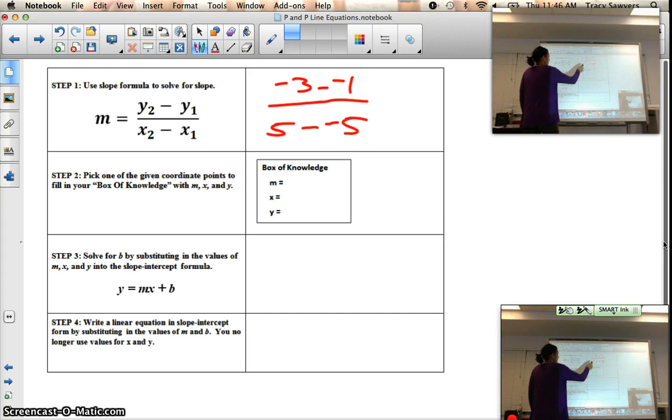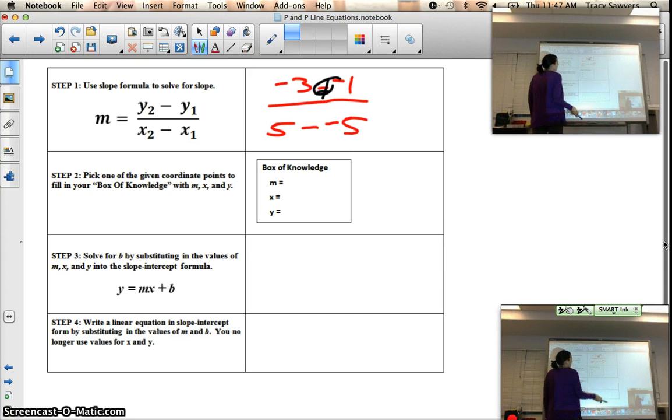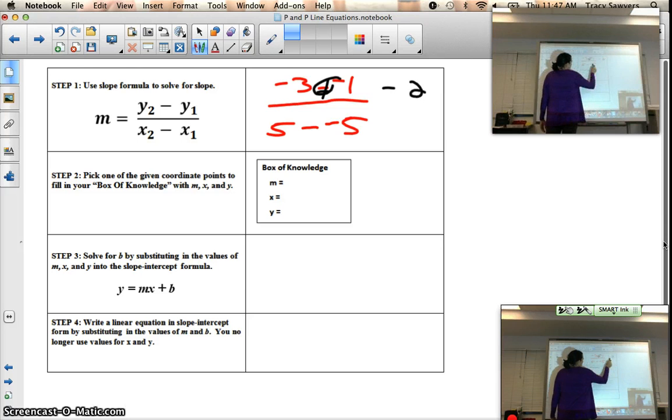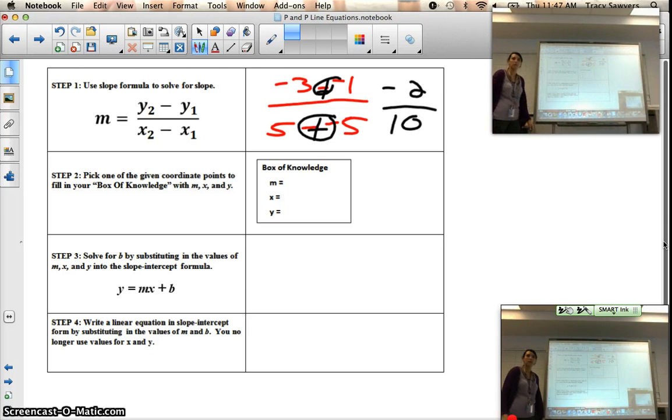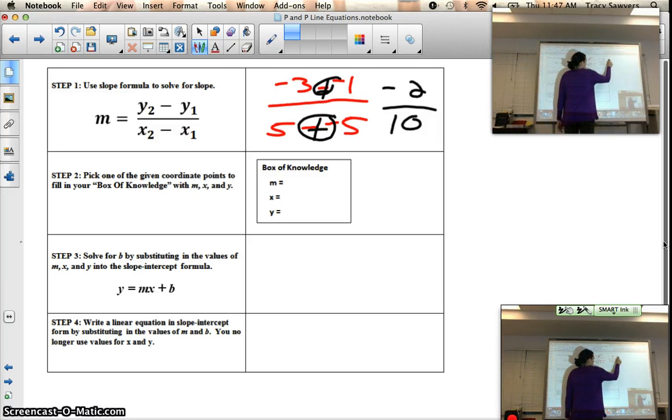Okay, so this turns into plus, so that's -2. This turns into plus, so that's 10. And that reduces to -1/5.